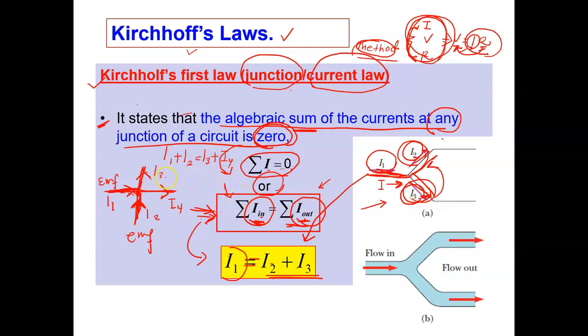Now, let's say there is only one EMF in this circuit, then my I1 is supposed to be out from that junction. Sorry, I2 is out from the junction. So this I2 right now belongs to the I out. So this is the first law of Kirchhoff.